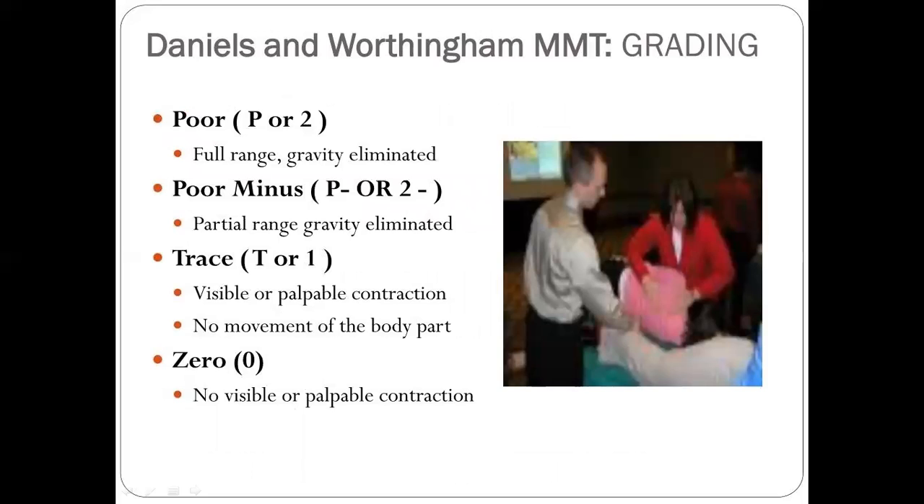Next, Daniels and Worthingham's MMT grading. Poor, P or 2: full range, gravity eliminated plane. Poor minus, P minus or 2 minus: partial range, gravity eliminated. Then trace, T or 1: it includes visible or palpable contractions, no movement of the body part. 0: no visible or palpable contraction.